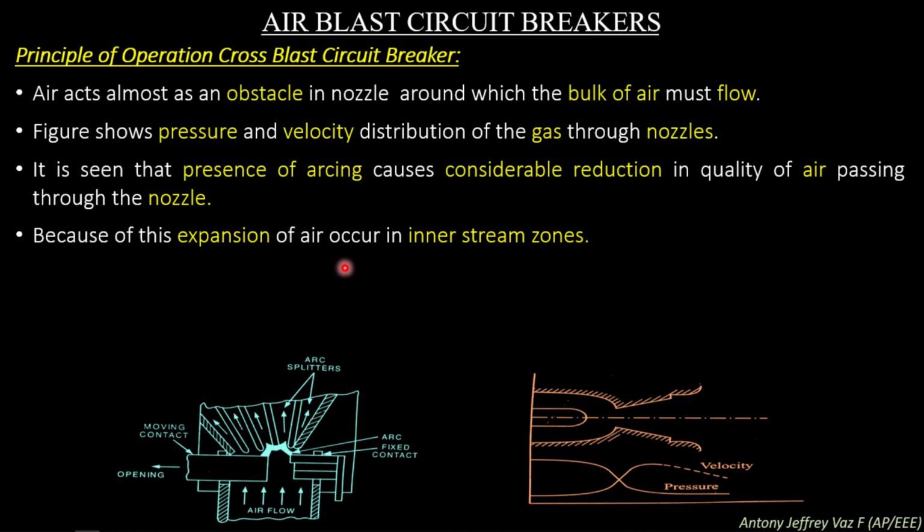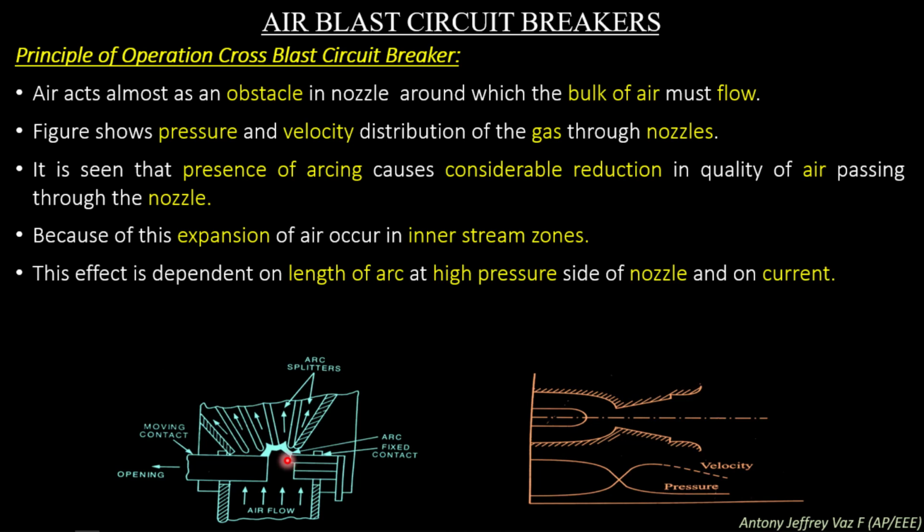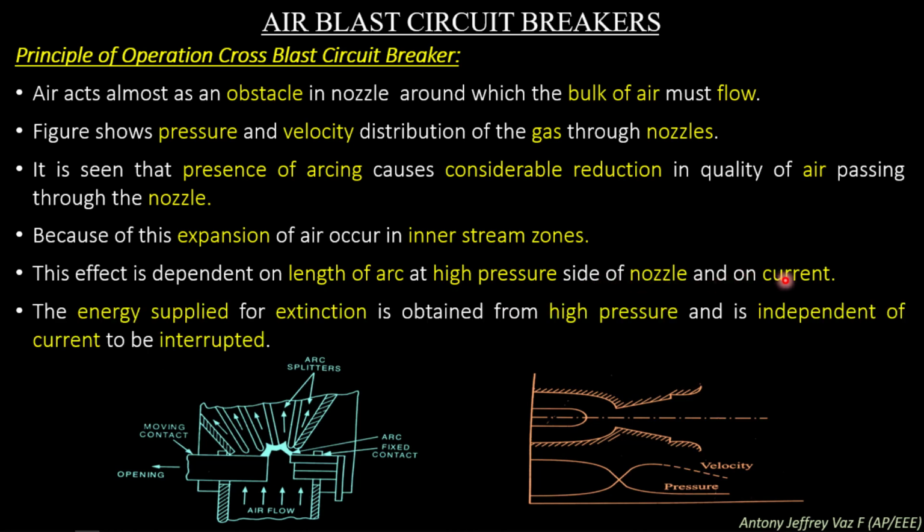Because of this, expansion of air occurs in the inner stream of the arc zone. So at the inner stream of the arc zone, the air gets expanded. This effect depends on the length of the arc at the high pressure side of the nozzle and on current. The energy supplied for extinction is obtained from high pressure and is independent of the current to be interrupted.